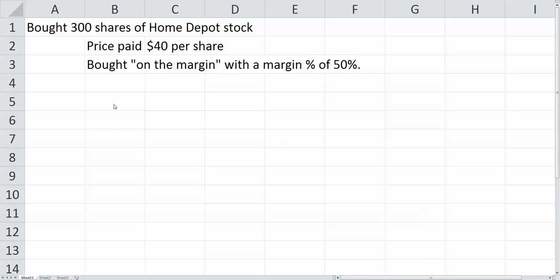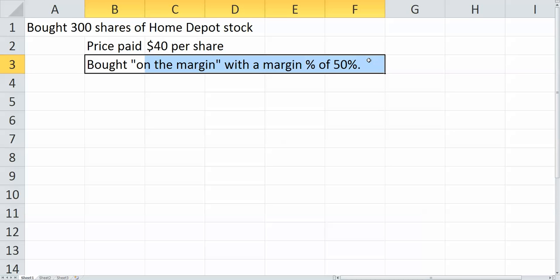This video demonstrates problem 6 from chapter 12. In that problem, we bought 300 shares of stock in Home Depot, and we paid a $40 per share price. And the interesting thing about this problem is we bought the stock with what's called a margin account, where you don't actually have to put up all of the purchase price. You will borrow some of the money from your broker.